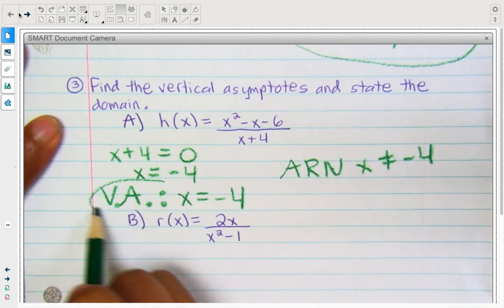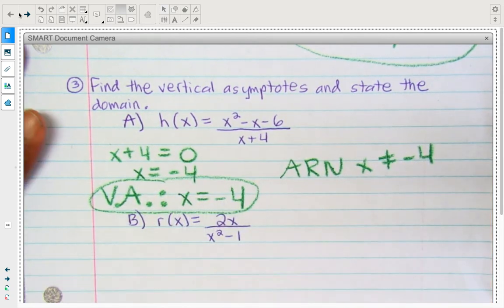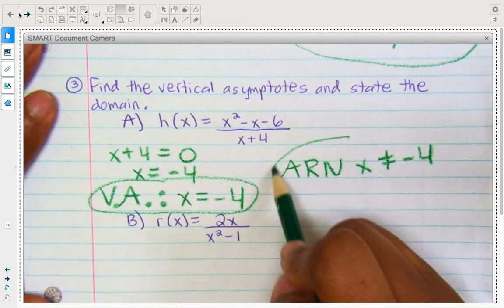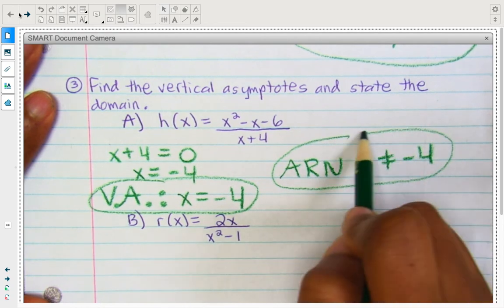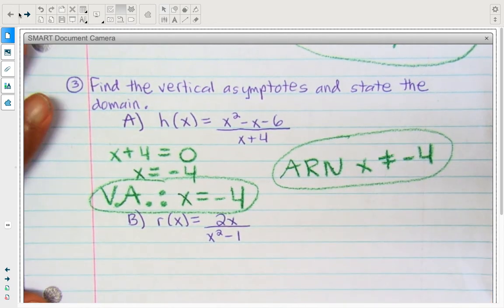So I got a vertical asymptote, meaning there's going to be a vertical line that my rational function is going to get closer and closer and closer to, but never touch. And that means my domain is all x's in the world except -4.